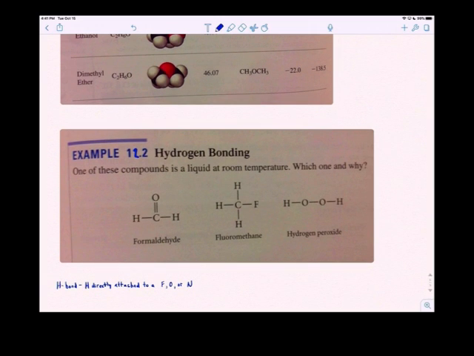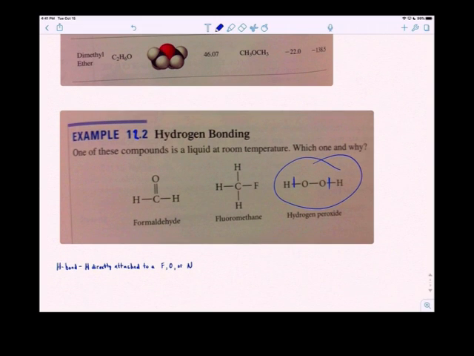So hydrogen bonding: one of these compounds is liquid at room temperature, which one and why? So formaldehyde, there is no hydrogen directly attached to an oxygen, nitrogen, or fluorine. Same thing with fluoromethane. But hydrogen peroxide, these bonds here are directly attached to an oxygen, and because of that, this one has hydrogen bonding. So that's the one that's going to be a liquid.